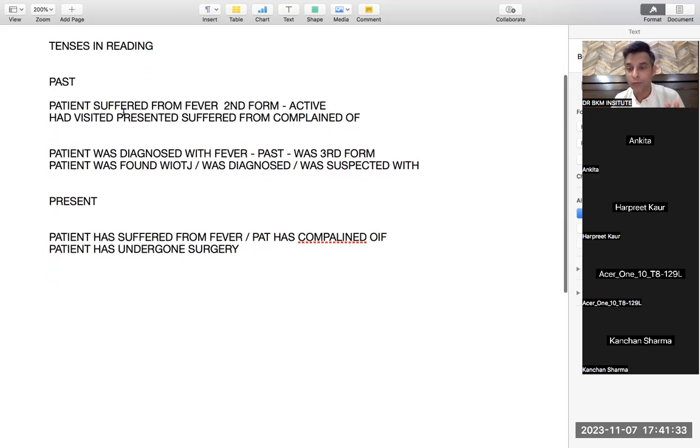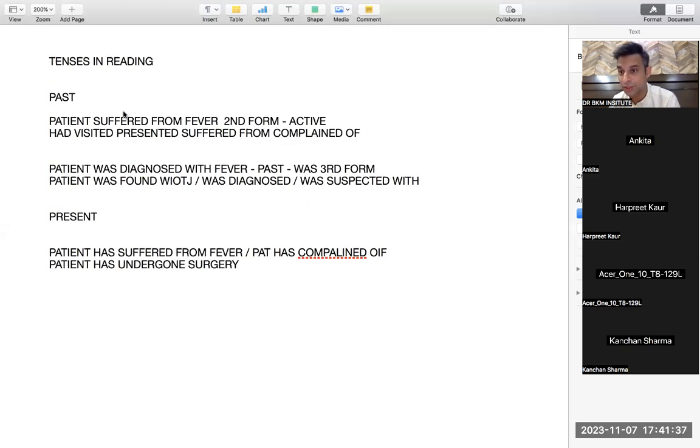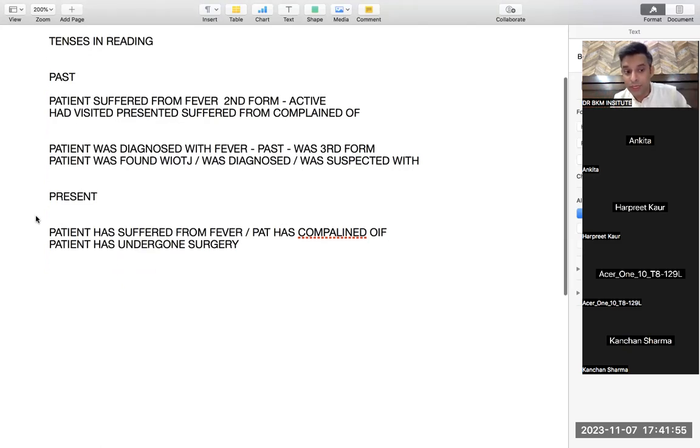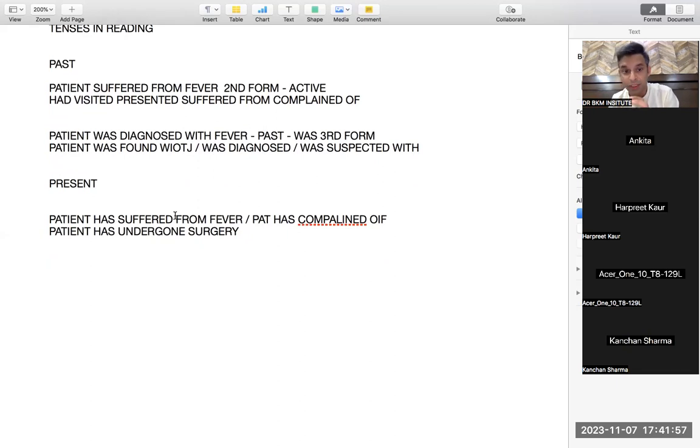So now we have done two tenses in the reading also, like we just had this reading question. That also was similar. You should know the tenses. In the past, you say patient suffered from, patient had suffered from, or patient was found with, it is passive, or the patient had been diagnosed with. That is all past. When it comes to present, patient has suffered from, patient has complained of. Now tell me, passive, patient has been found with.